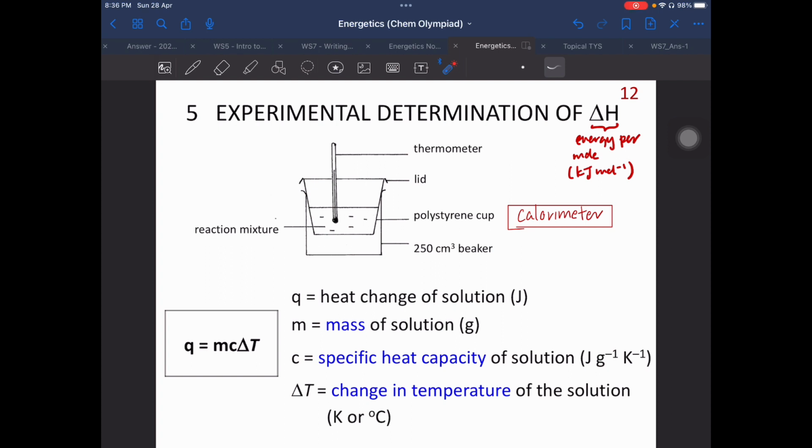etc. So what a calorimeter helps us to do is that it actually allows us to find out what is this amount of energy that is coming out from the reaction, and then we use a mathematical calculation to divide it by the amount of mole, then you'll get enthalpy change.